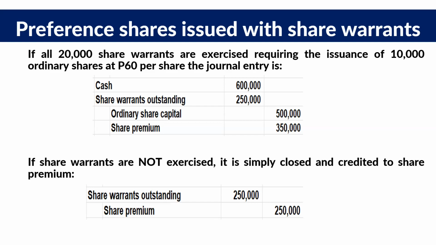If share warrants are not exercised, for some reason the preference shareholders did not exercise them and the share warrants expired, you're going to simply close it and credit it to share premium. So you just debit share warrants outstanding and credit share premium.